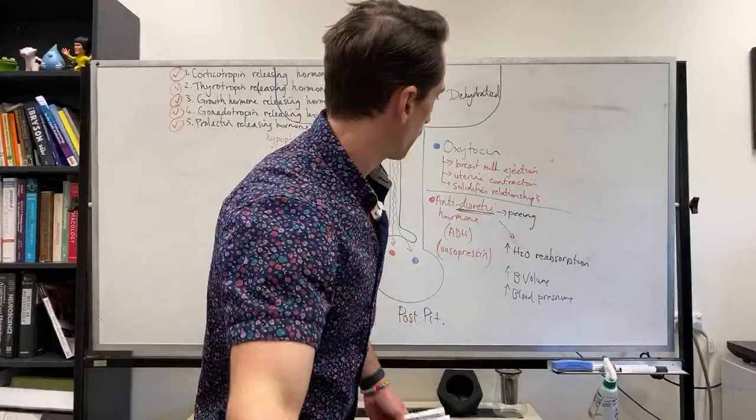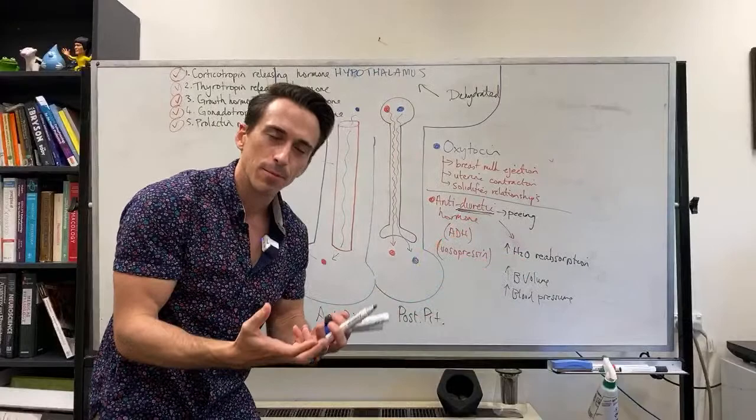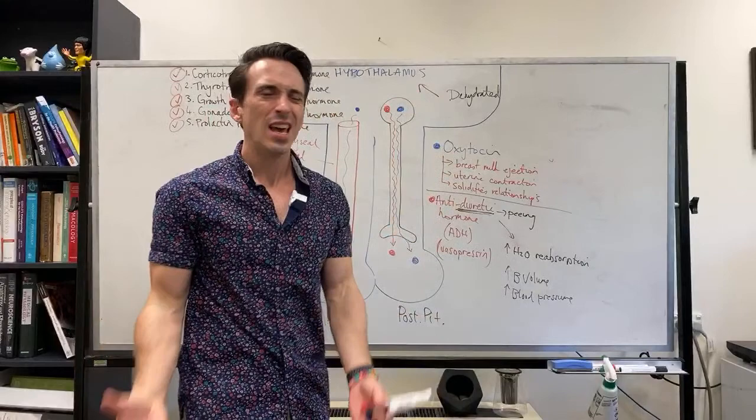I'm thirsty. But it also sends a signal down to release ADH, which goes to your kidneys and pulls the water back in. Now here's how this works: the hypothalamus can sense dehydration. The question is, how does it sense dehydration? That seems to be a strange thing.